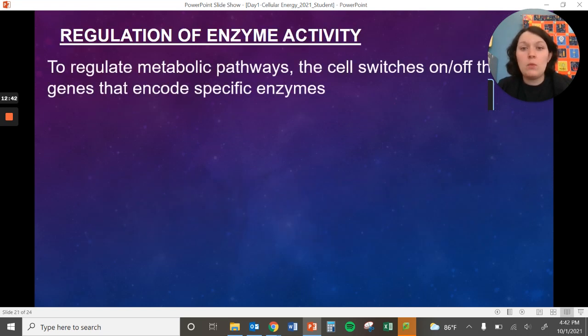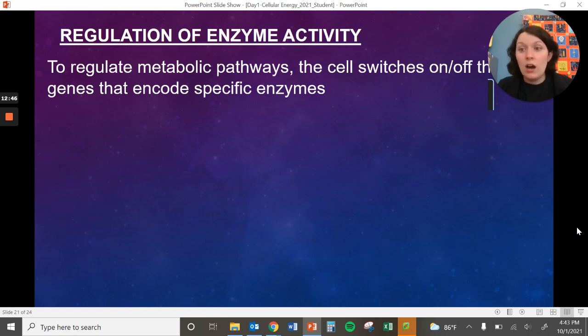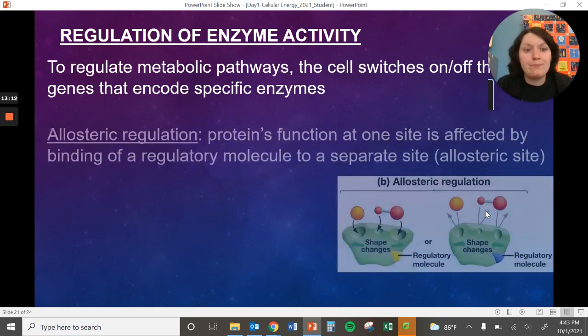Okay, so we can regulate it in different ways. So one way we can regulate the pathway is through the genes that encode the enzyme. So if we synthesize less enzyme, we're going to therefore catalyze fewer reactions. So if we're making too much of something, just make less enzyme, and then it will not be catalyzing those reactions as quickly. The opposite is also true. If we want to have more of something, we can make more of that enzyme to speed up the reaction.